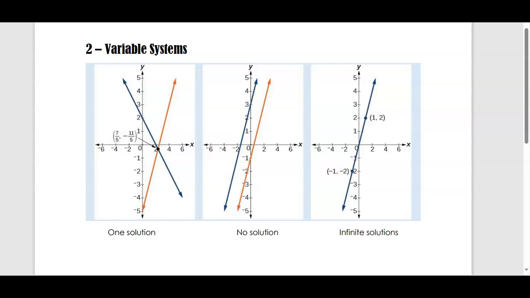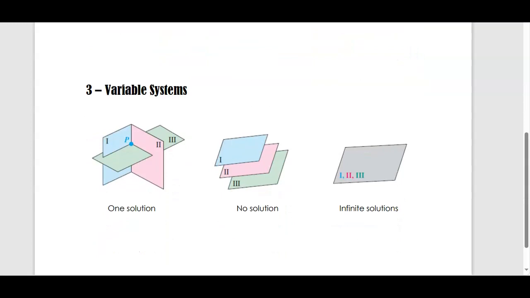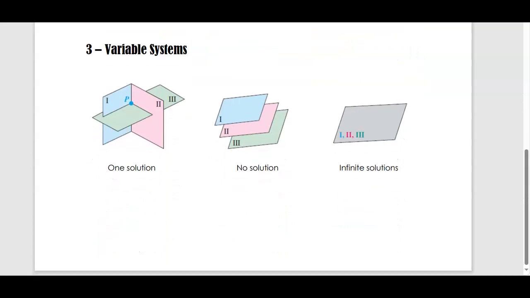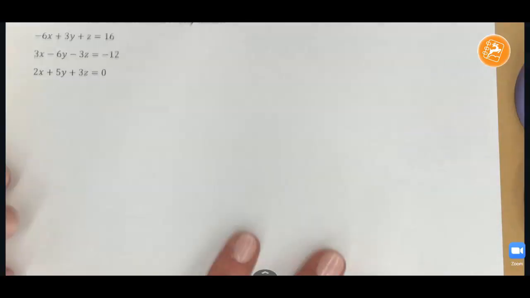Now, what does that look like for a three variable system? Because we're moving into three dimensions. Well, with a three variable system, we're looking at planes. So if we have one solution, that would mean that our planes are intersecting at exactly one point. No solution would mean our planes don't touch at all. And infinite solutions would mean that they are all on the same plane. So let's talk about what that looks like when we have those equations.